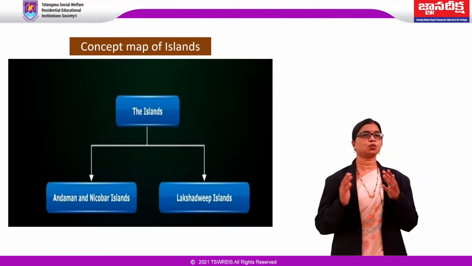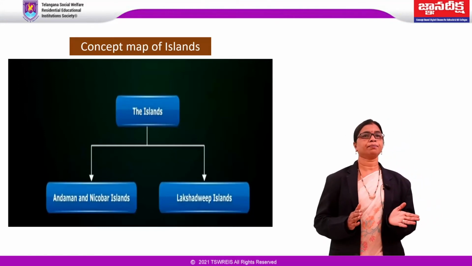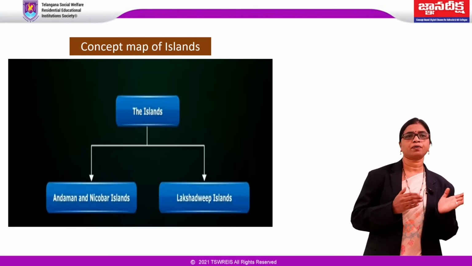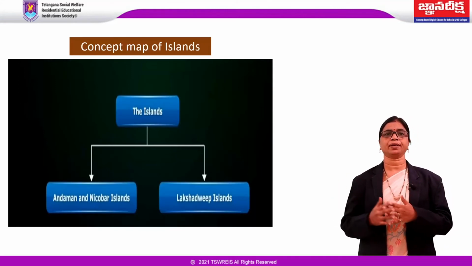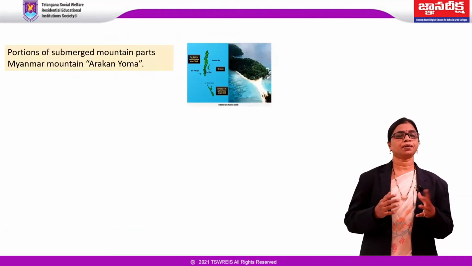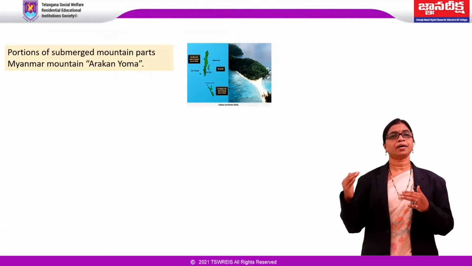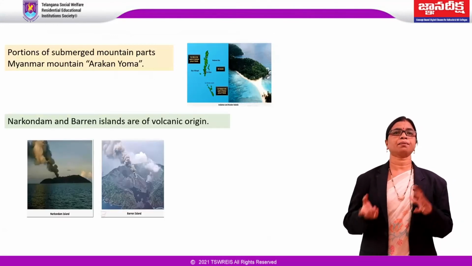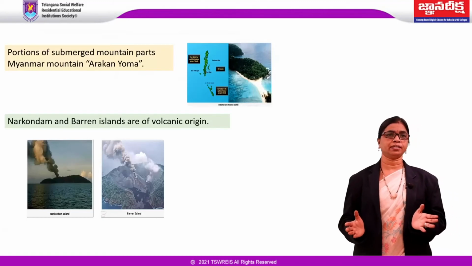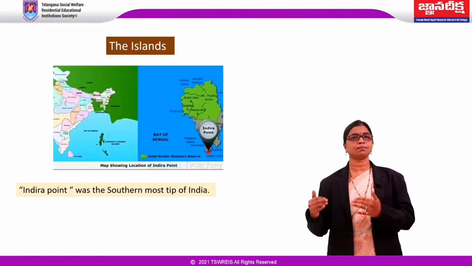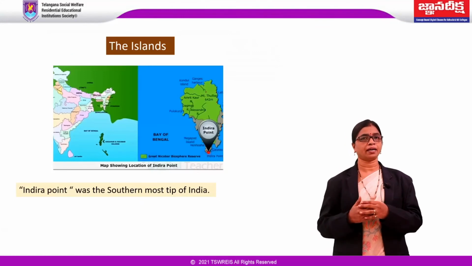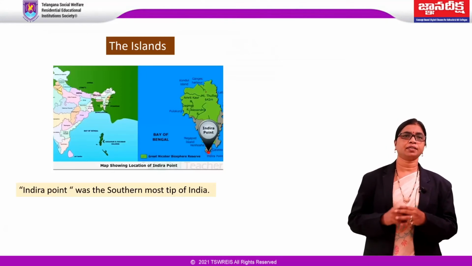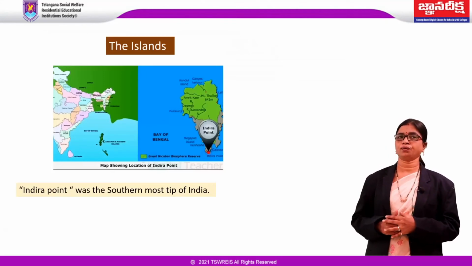There exist two groups of islands in India. They are Andaman and Nicobar Islands and Lakshadweep Islands. The Andaman and Nicobar group of islands are stretched in the Bay of Bengal. These are the portions of submerged mountain parts which run from Myanmar mountain Arakan Yoma. In these islands, Narcondam and Barren Islands are of volcanic origin, and Indira Point was the southernmost tip of India in the Nicobar Islands, but it got submerged due to the unfortunate tsunami which devastated the entire world in the year 2004.